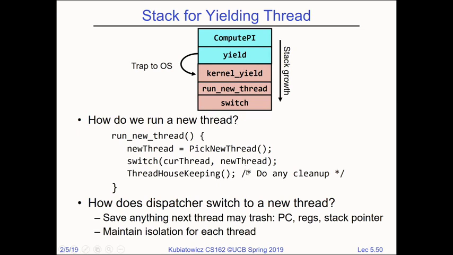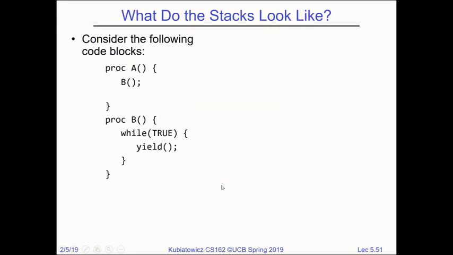Okay, so how does the dispatcher switch to a new thread? This is going to be our last topic, and I'm going to leave it with you to blow your mind a little, and then we'll get back to it next time. The dispatcher switches by saving anything the next thread might trash, program counter, registers, stack pointer, in the stack, and then it's going to switch. Here's what the stacks look like.